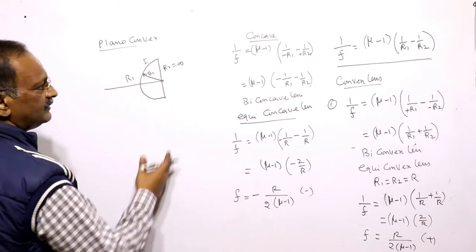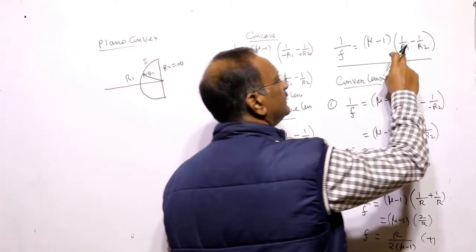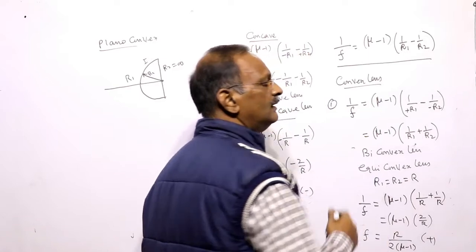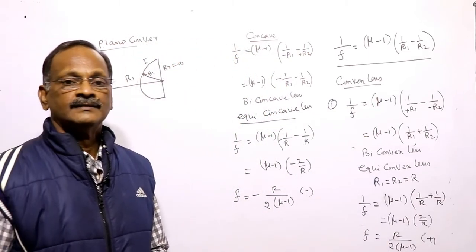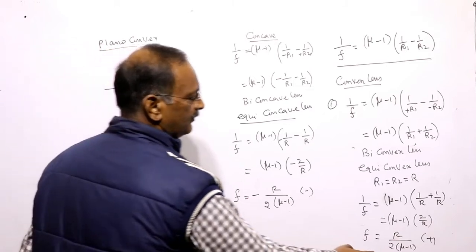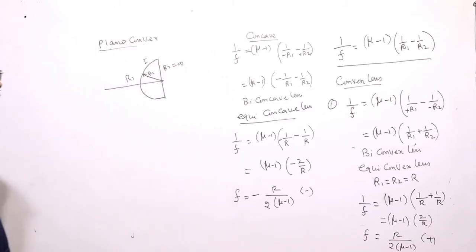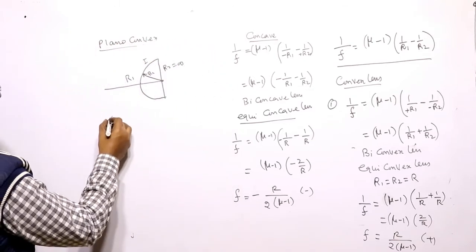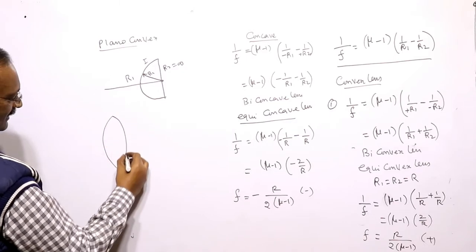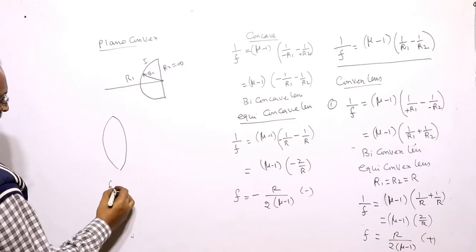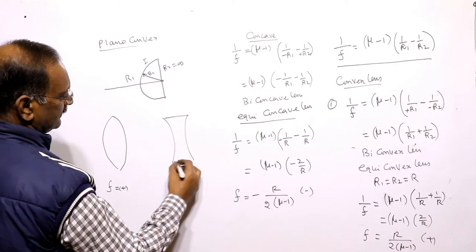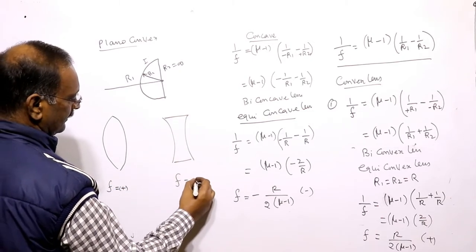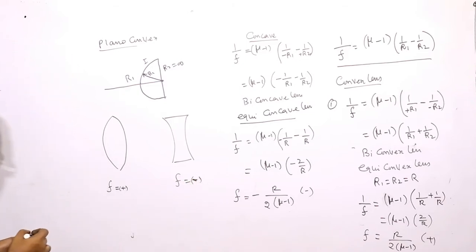In the same way we can simply put the signs of R1 and R2 for different lenses in this equation, and then you will get the focal length formula by using this. Okay, now how to remember that for a convex lens the focal length is positive, and for a concave lens the focal length is negative?